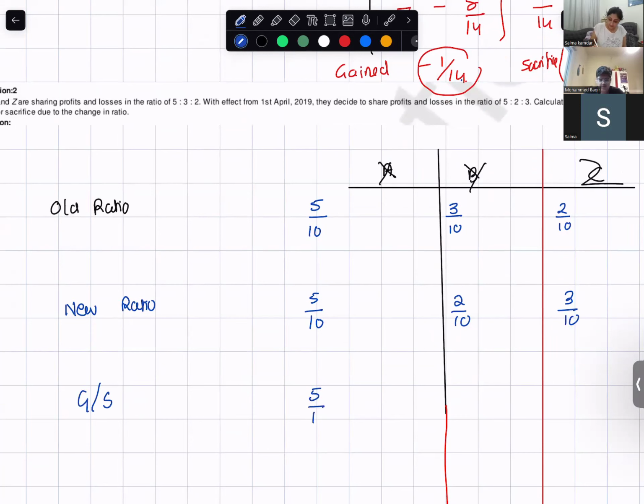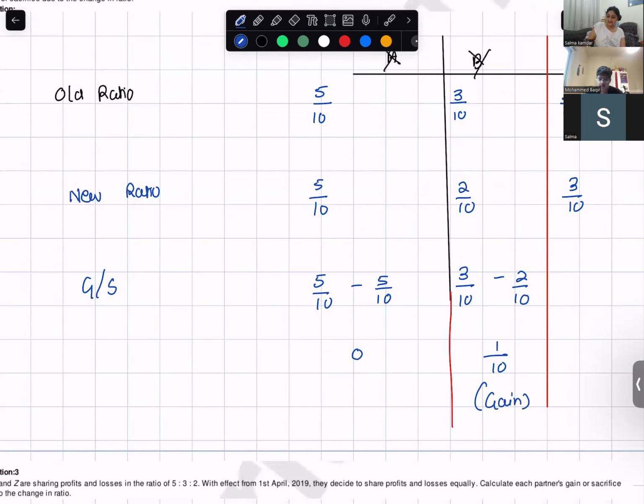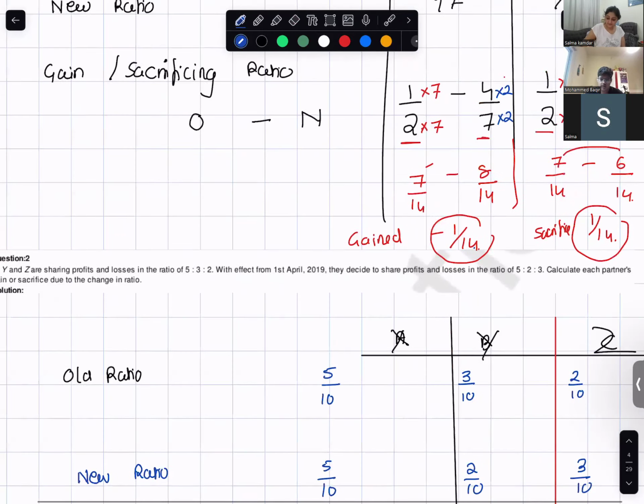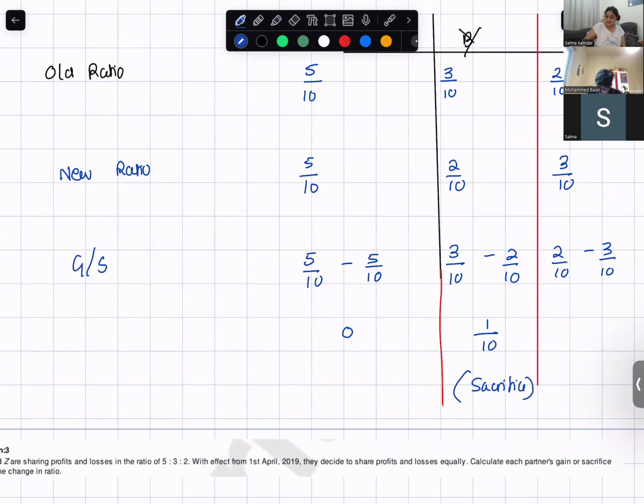For X, it is 0. So what will it be? No gain, no sacrifice. It's getting the same thing. Old minus new. For Y, gain. And for Z, sacrifice. If the answer is negative, it is gain. So here the answer is positive, so this is sacrifice. The opposite. And minus 1 by 10. This is the gain.